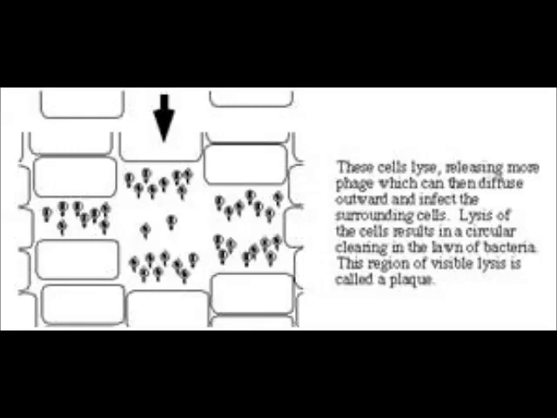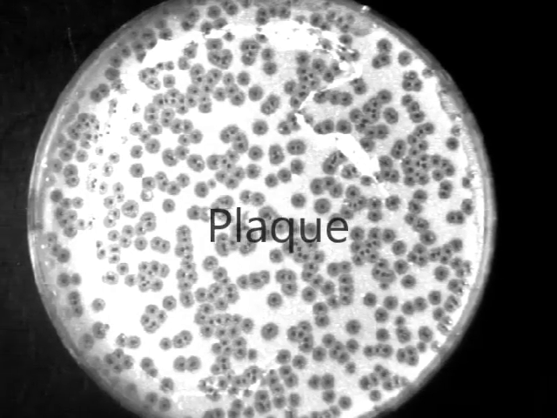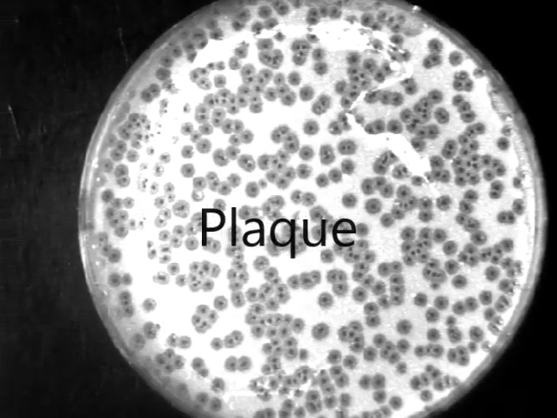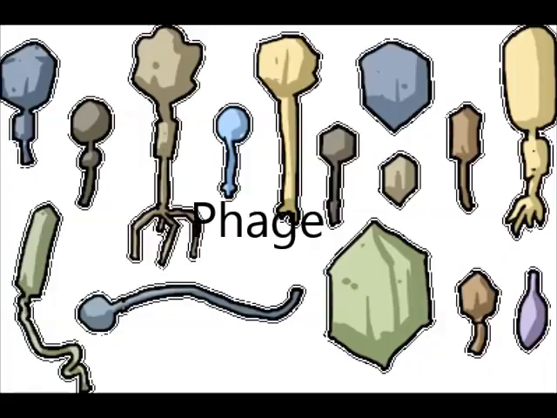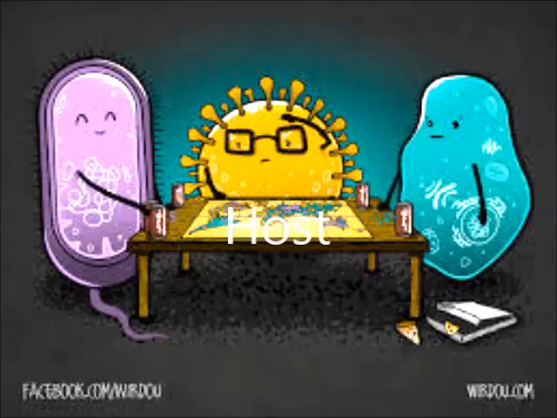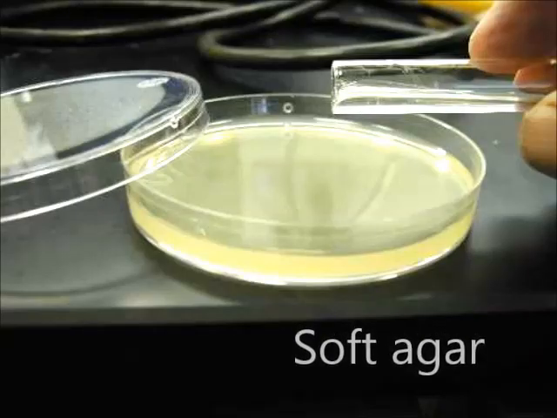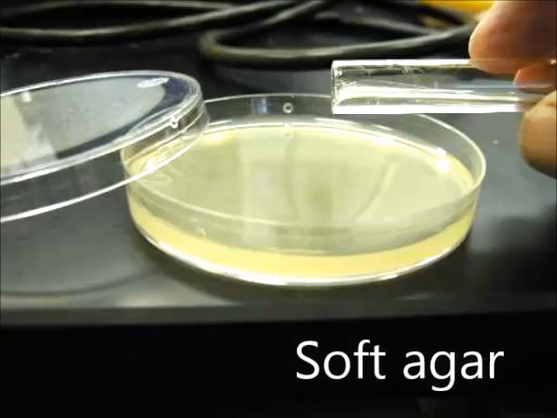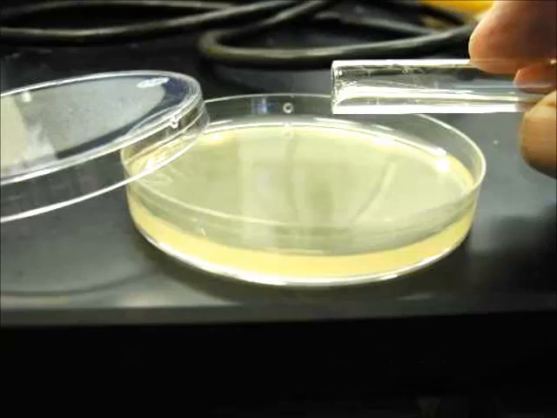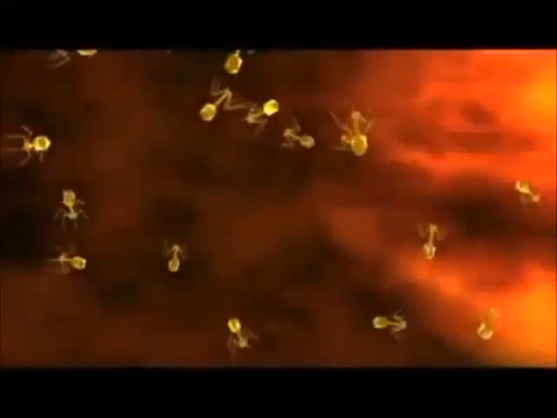Lysis of cells results in a circular clearing in the lawn of bacteria. This region of visible lysis is called a plaque. The morphology of the plaque depends upon the phage, the host, and the growth conditions. Usually phage infection is studied in a layer of soft agar, or top agar, which allows the phage to diffuse rapidly.